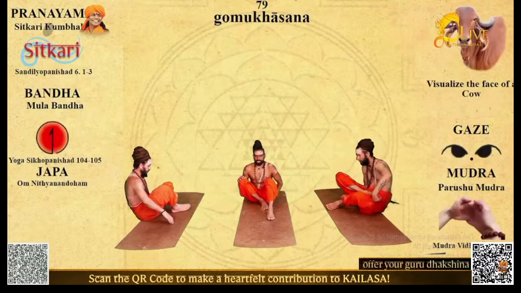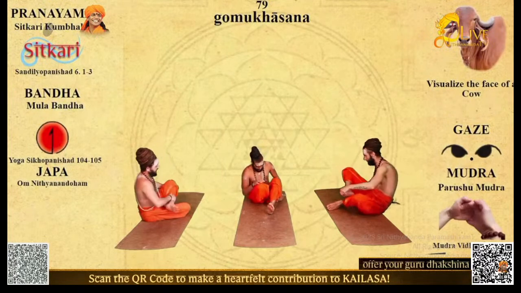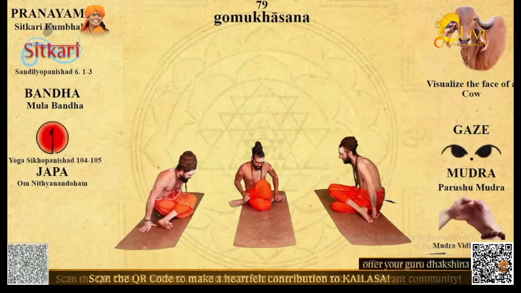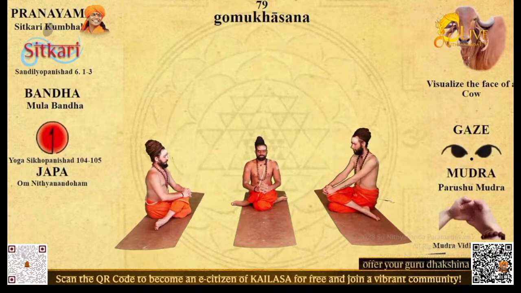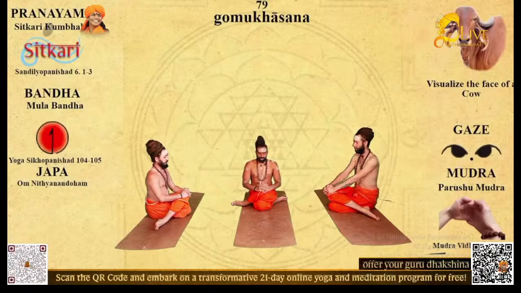Now the next asana is Gomukhasana. On the other side, as you bring the right leg on the ground, left on the top, interlace the fingers, place it on the top knee, gaze to the nose, visualize cow in your space as you engage Mulabandha, and the pranayama is Siddhkari Pranayama.